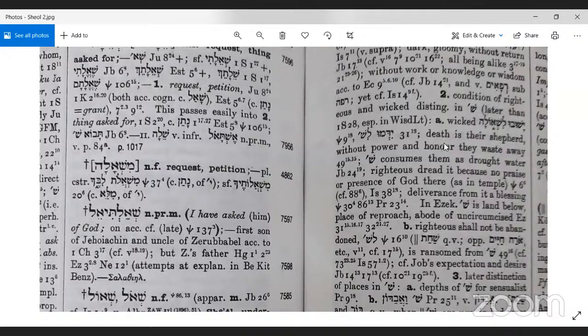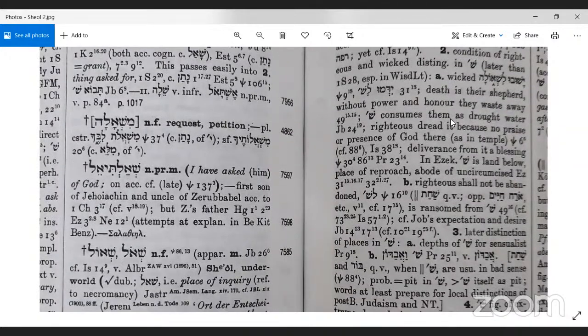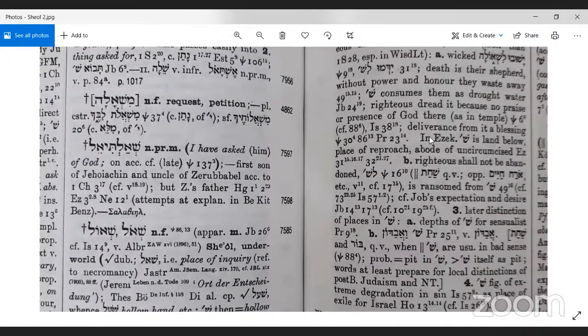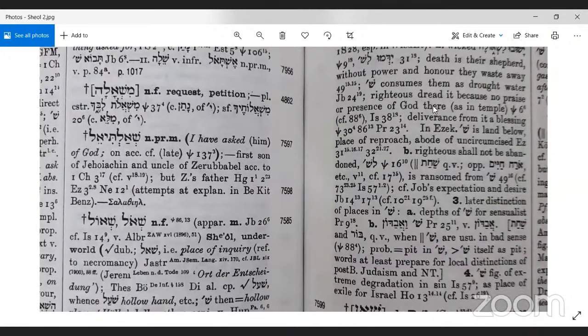Okay. Death is their shepherd without power and honor. They waste away. Yeah, I think they're focusing people's attention on what will scare them. Sounds like it. See, look, consumes them as drought water. Righteous dreaded because no praise or presence of the Most High there, as in the temple. That's them talking, right?